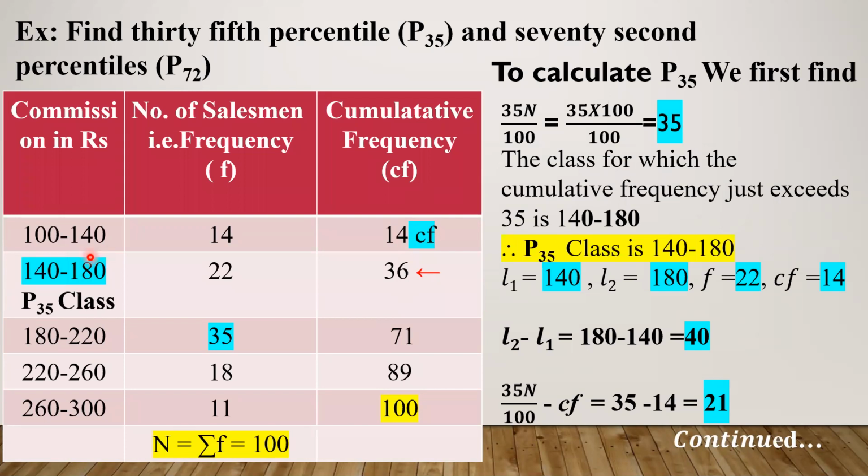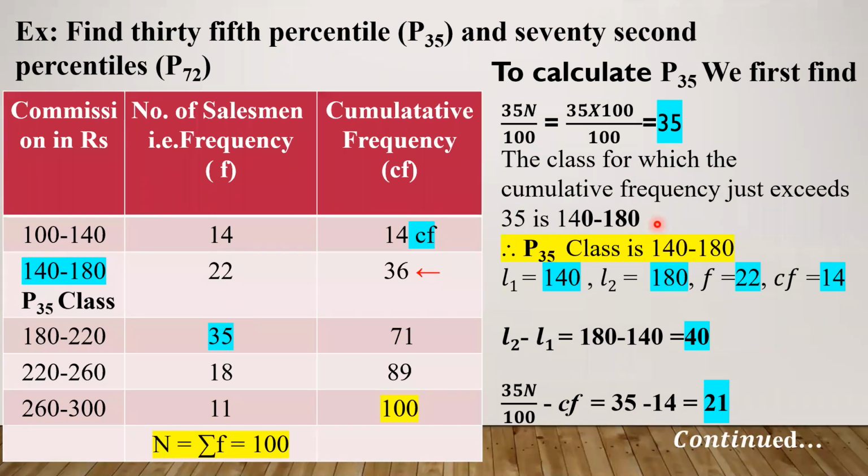Please, while solving the problem, mention that in the table. You write here P35 class, so that you will not make any mistake. In the table, you have to make a circle here and write. I have highlighted it. You cannot highlight in your notebook, so you can just circle it. So we have located the P35 class. Look at what I have written here: the class for which the cumulative frequency just exceeds 35 is 140 to 180.